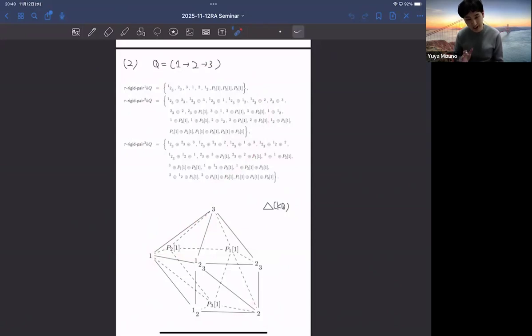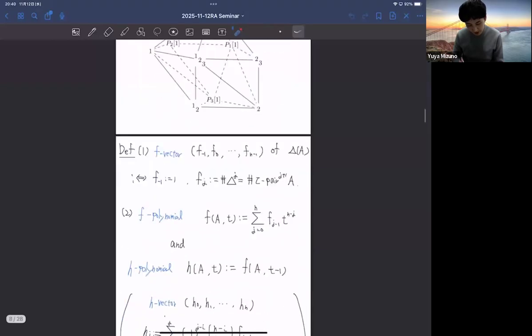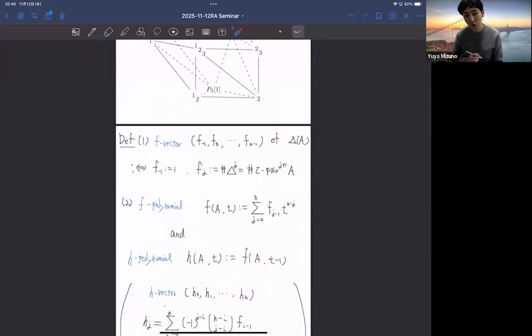Actually, we can give a natural realization of this simplicial complex, but in this talk, we don't discuss such a geometric realization now. So anyway, for a given algebra, we can define a simplicial complex, which comes from the tau-rigid pairs. And for a given simplicial complex, we can define f-vectors and h-vectors, which are quite classical. So let me briefly recall this one.